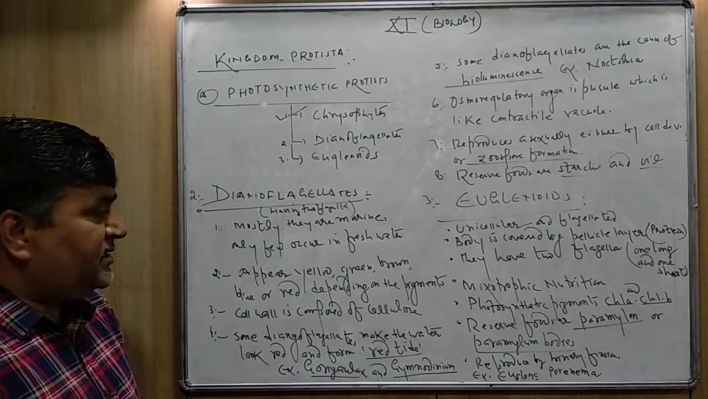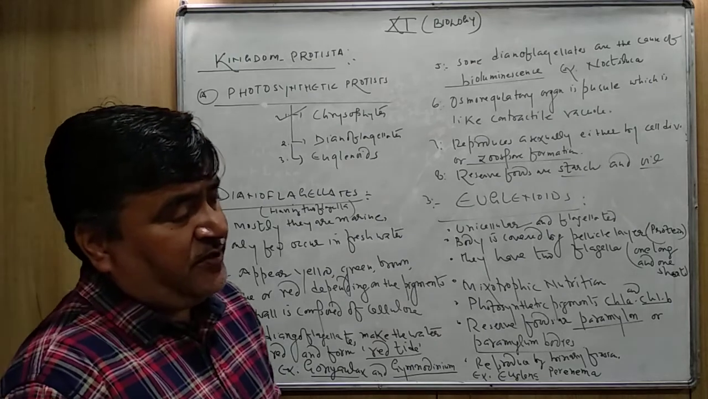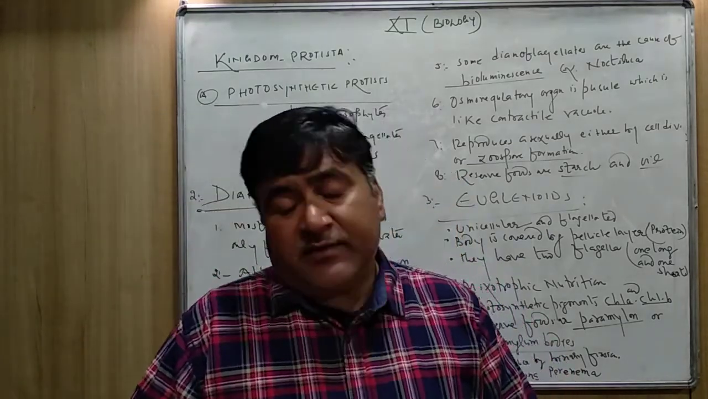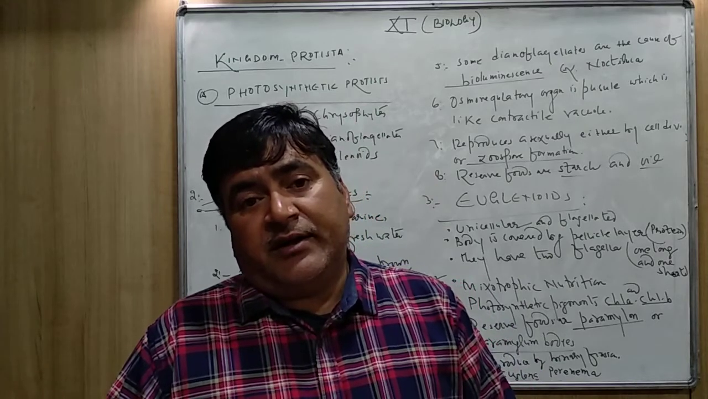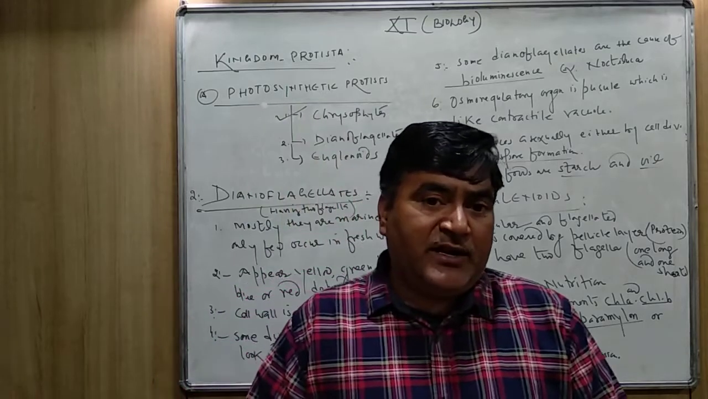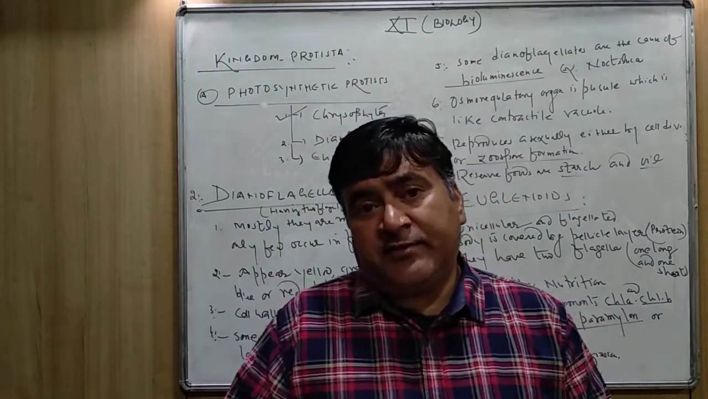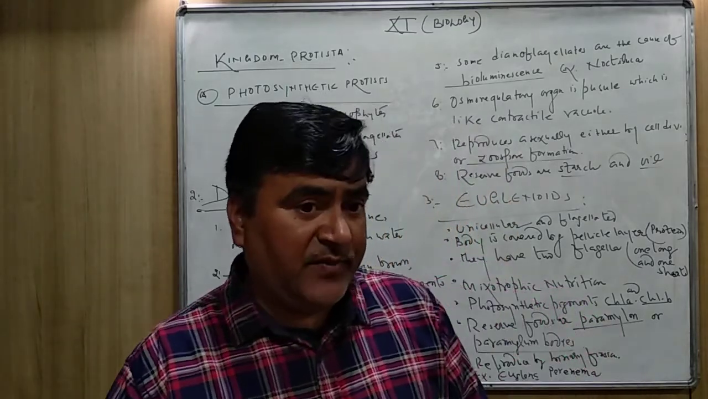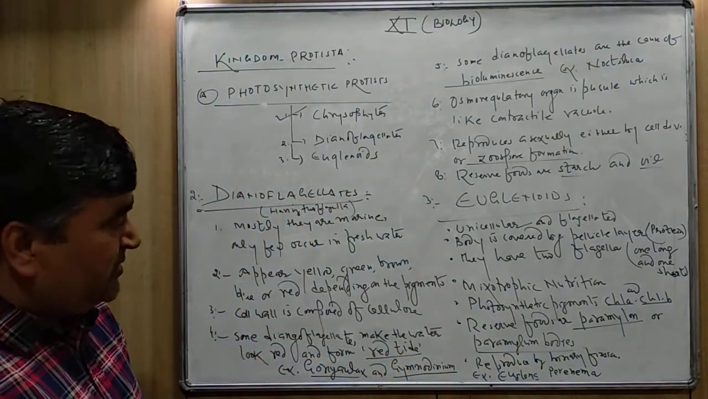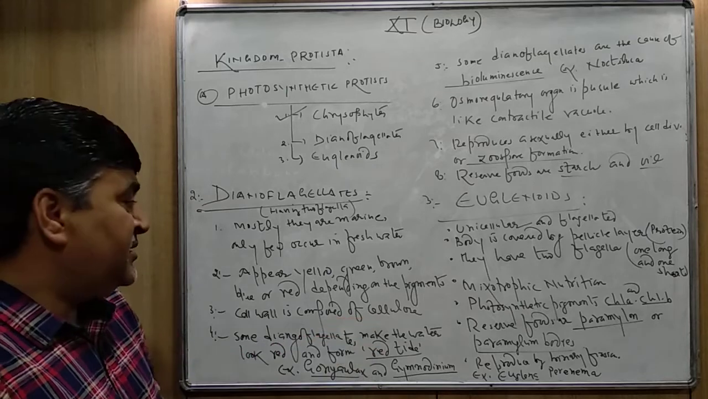The cell wall is composed of cellulose. Yesterday we discussed diatoms, and I told you that in the cell wall of the diatom, the cellulose is further impregnated with silica, but here there is no silica, and the cell wall, if present, is made up of cellulose.